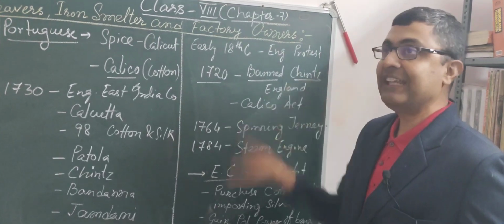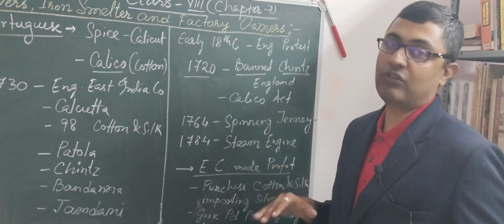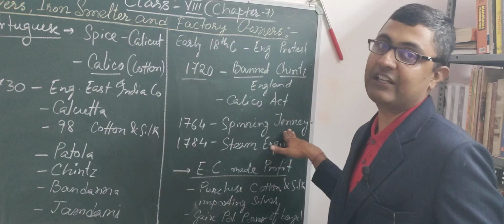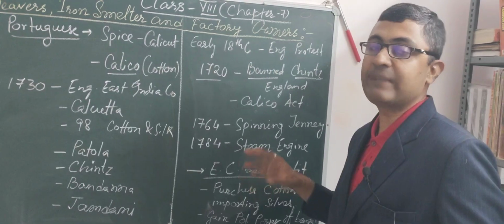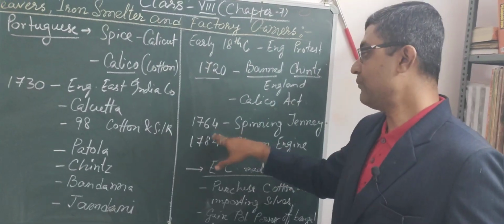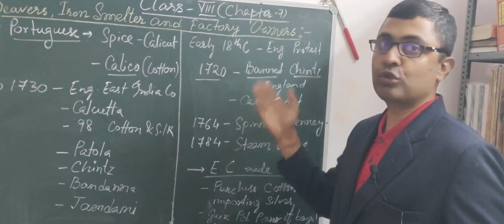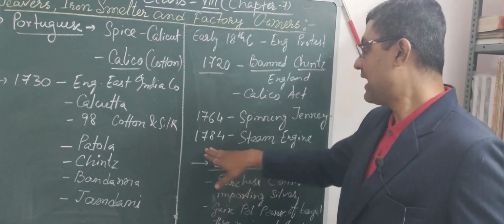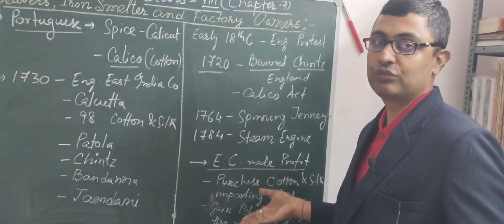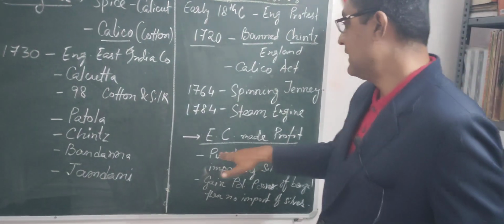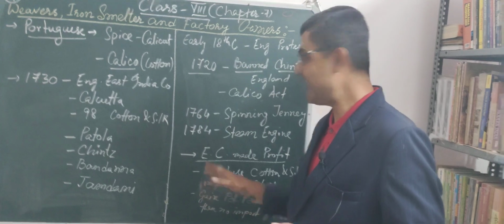The scene changed in 1764 when the spinning jenny was invented. It is a mechanized process of spinning thread. It helped industrialization grow much faster. After that, in 1784, the steam engine doubled the growth. England made a huge profit, or rather European companies made a huge profit.